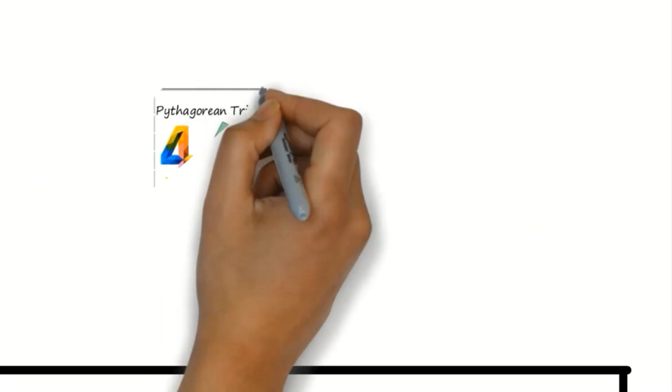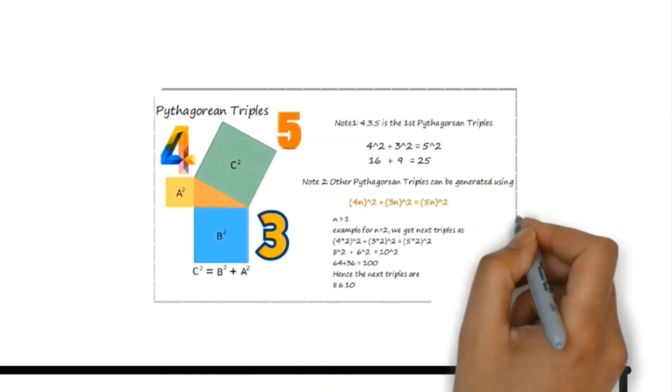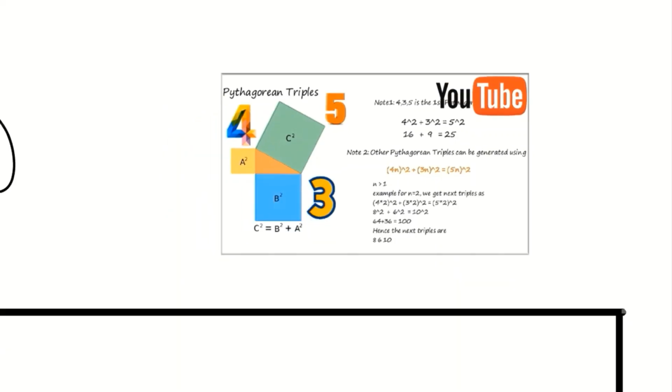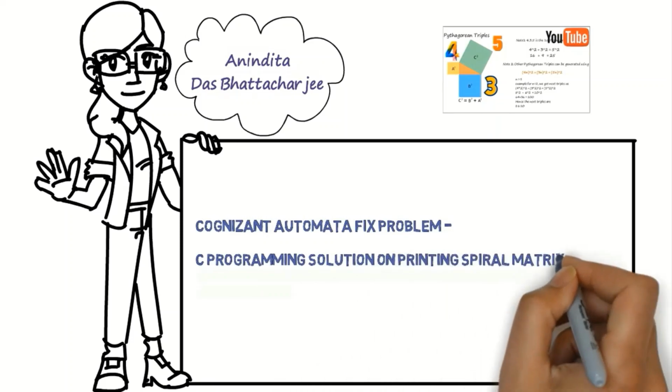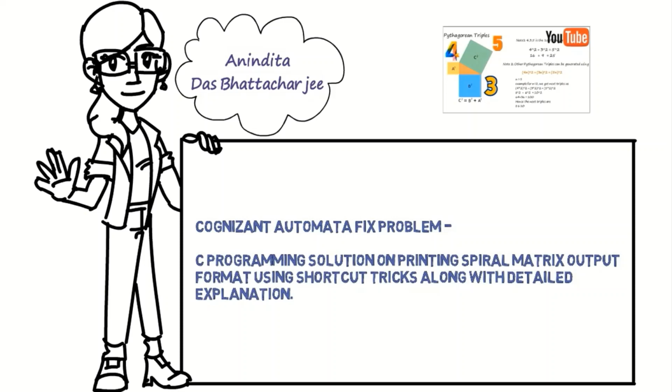In the previous video, I discussed an automata fixed problem on Pythagorean triples. In this video, I will discuss spiral matrix output printing with shortcut tips and tricks, with detailed explanation.